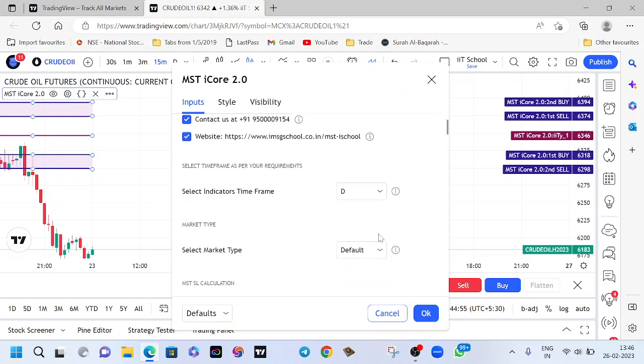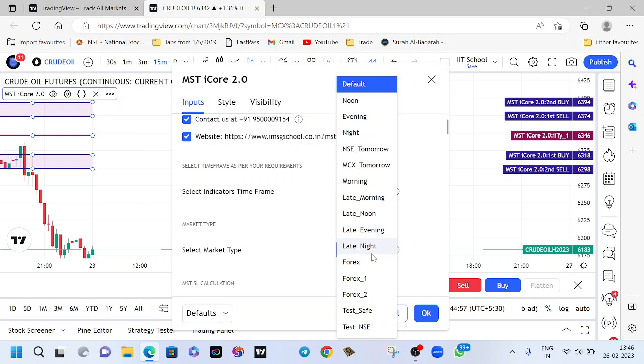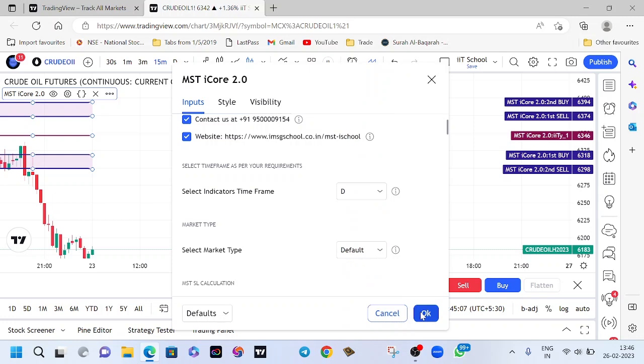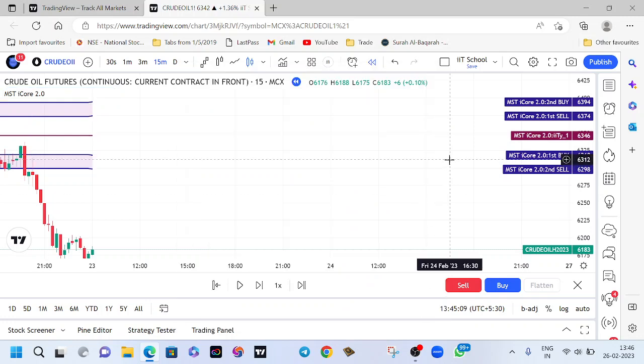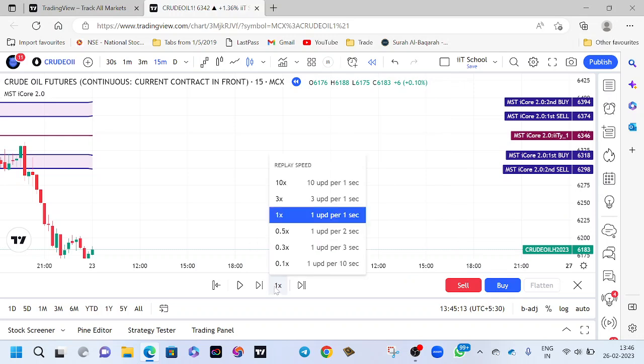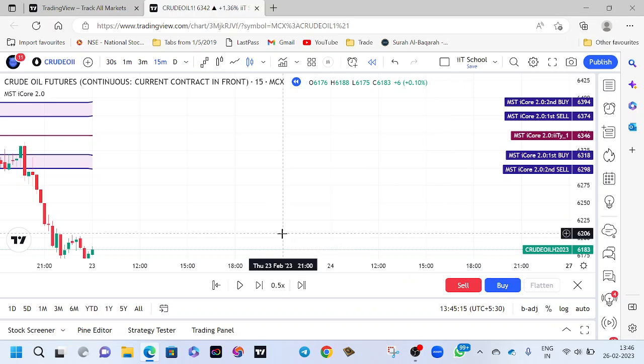So here you can see the market type. This is the only difference with respect to the basic version and the advanced version. Now I'm keeping it in default mode, that is the basic version. I'm giving open. Now let us see what has happened in the market. I'm making it very small speed, then I'm playing the market.